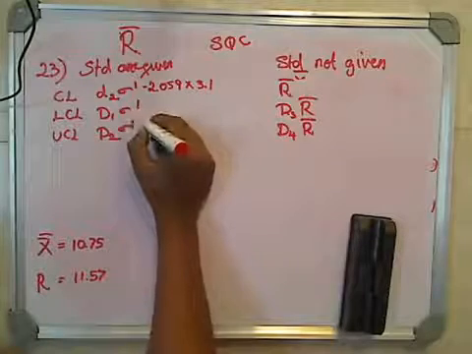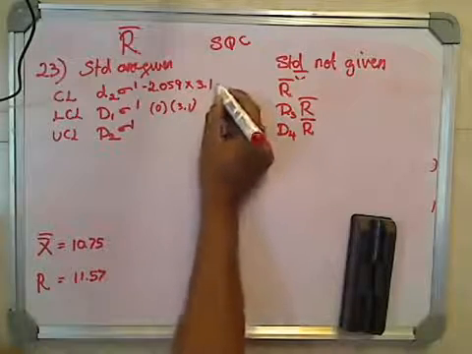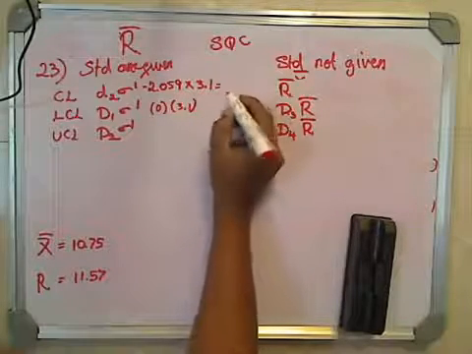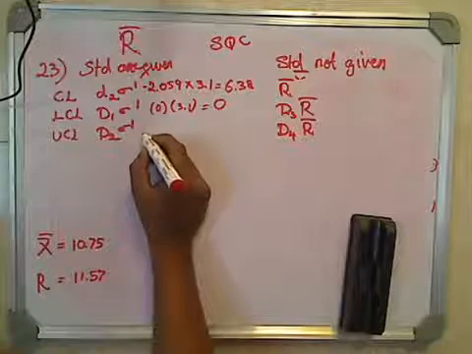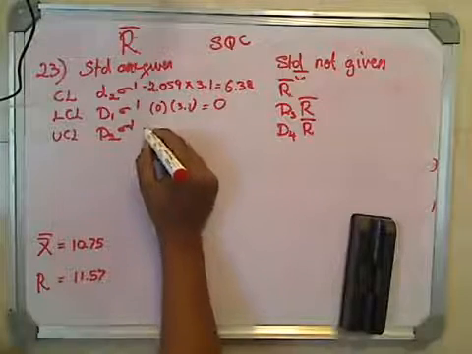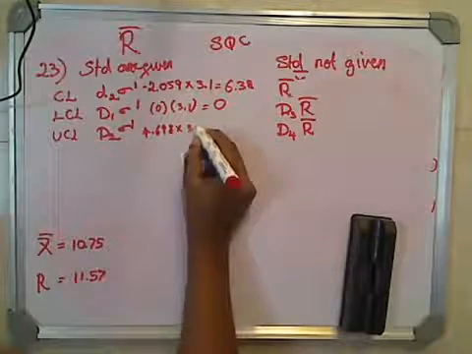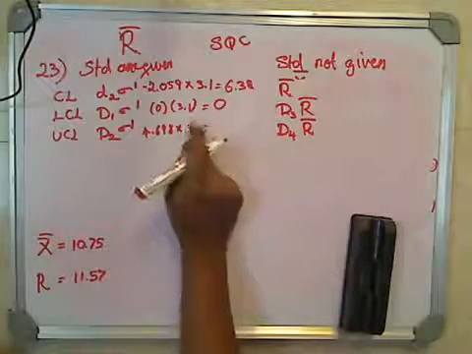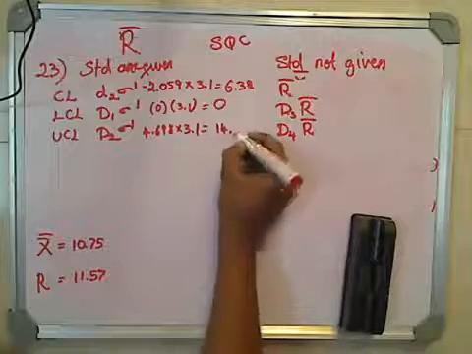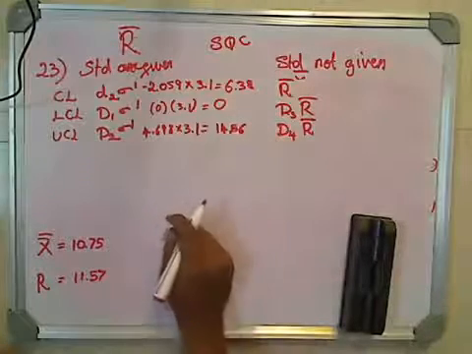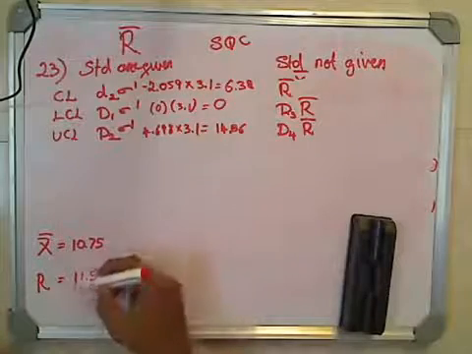Here, this happens to be 0 because D1 itself is 0. So 0 multiplied by 3.1 is nothing but 0 itself. So here, the value would be 6.38, and here, of course, 0. And again, D2 here, 4.698 multiplied by 3.1, and you end up getting the value as 14.56. A similar thing you need to do in case the standards are not given. Now you already know the value of R.